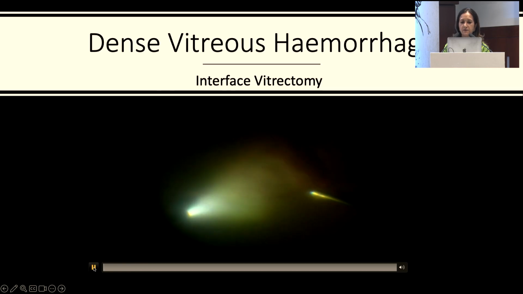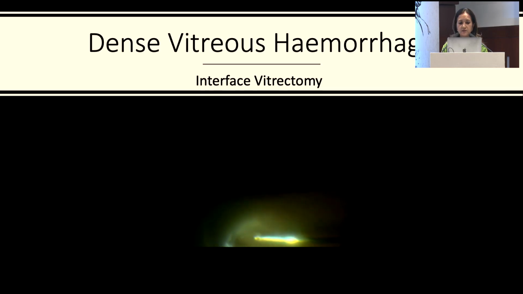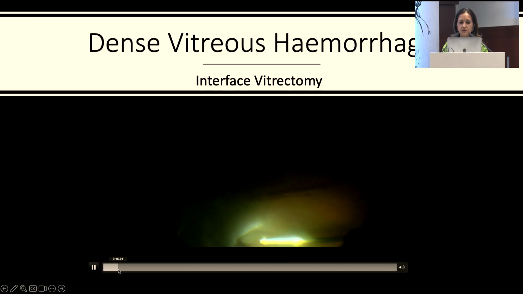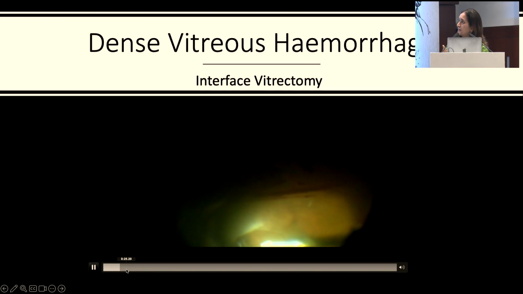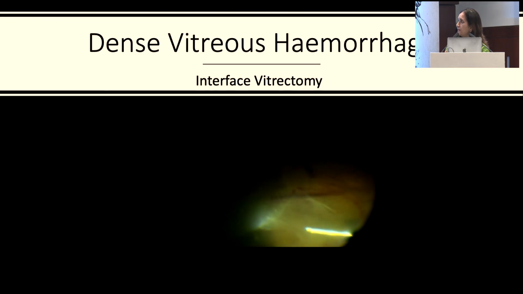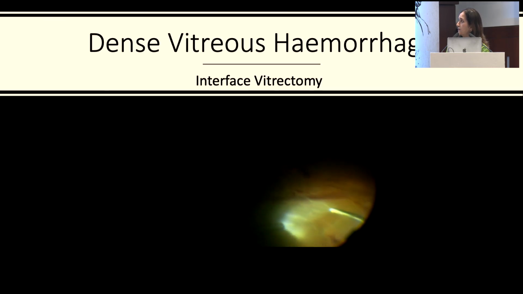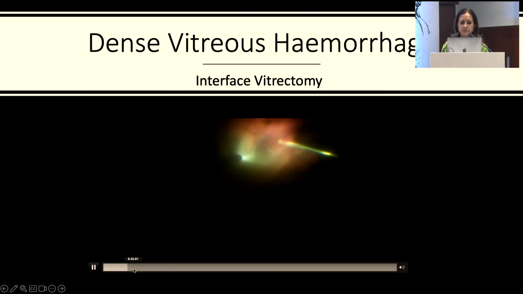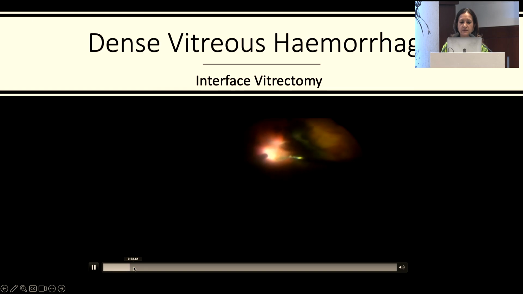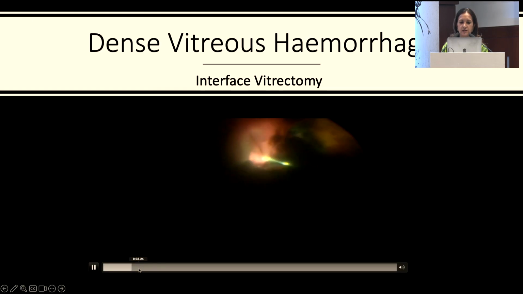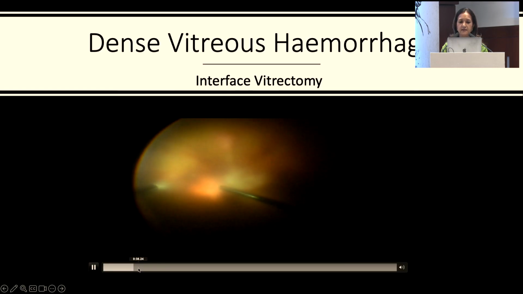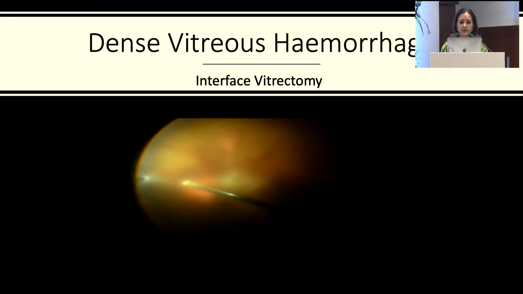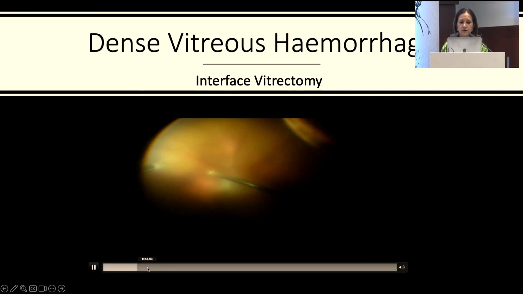This is another technique which I use very often, something I call the interface vitrectomy. Once you have dense vitreous hemorrhage, as you go on cutting, there is always a cloud of heme which keeps coming, and it kind of blocks your view. You don't know which way you are going. So temporarily at this point of time, you can see a lot of fresh heme is there.